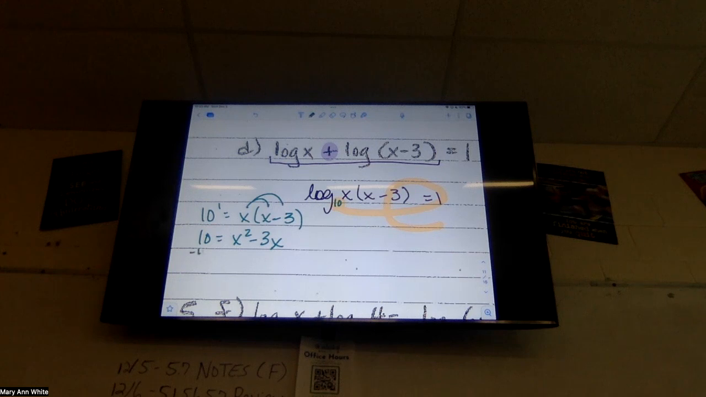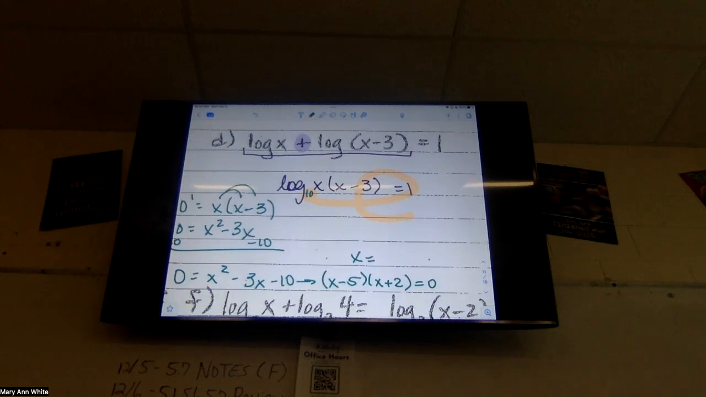So let's minus that 10 to the other side. So I've got a big quadratic, and then I can factor that down. Very good. x minus 5, x plus 2. So what does x equal? 5 and negative 2.